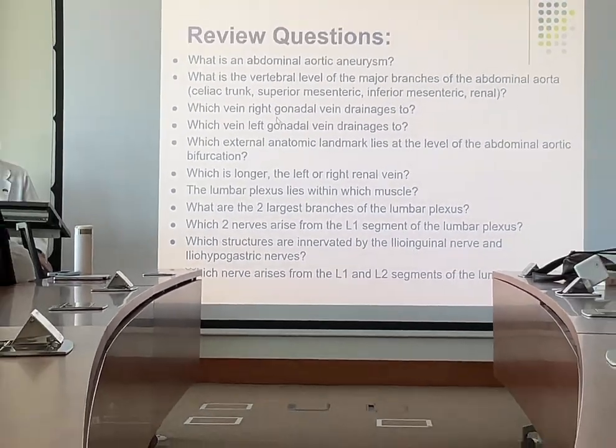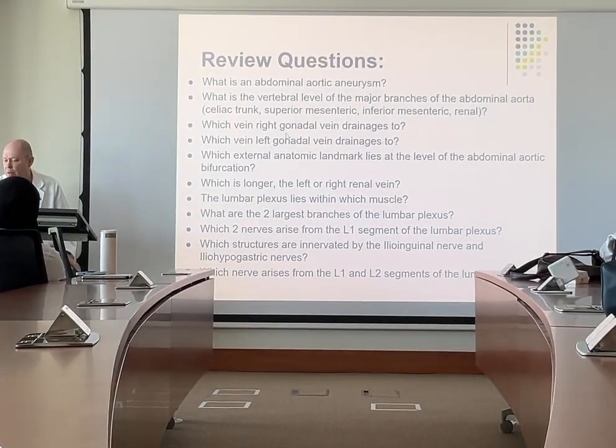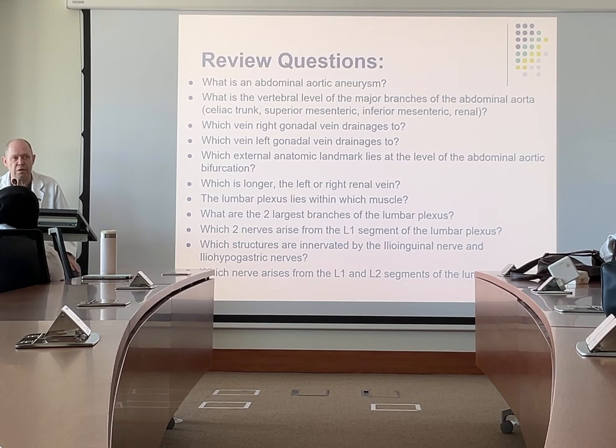Right, now, which vein does the right gonadal vein drain to? IVC. What about the left? Very well. That's it. Which external anatomical landmark lies at the level of the abdominal aortic bifurcation? Umbilicus. So the bifurcation of the aorta is sitting right behind the umbilicus, basically. Right.